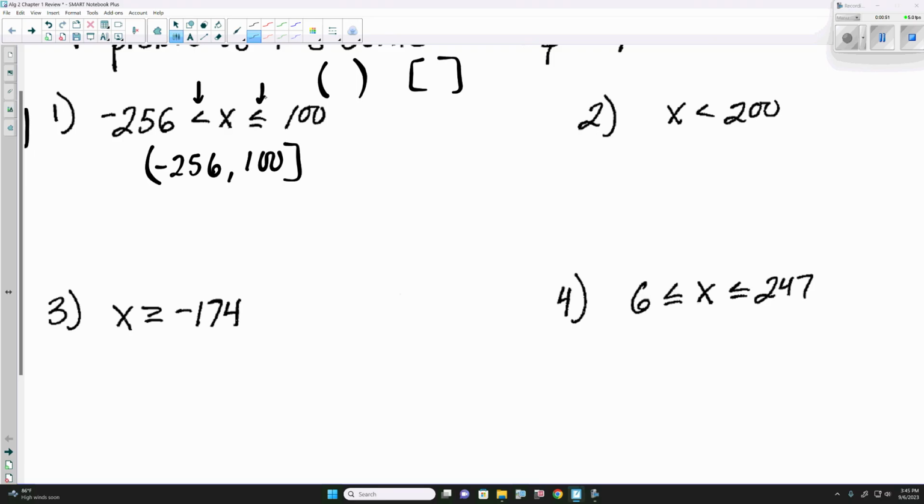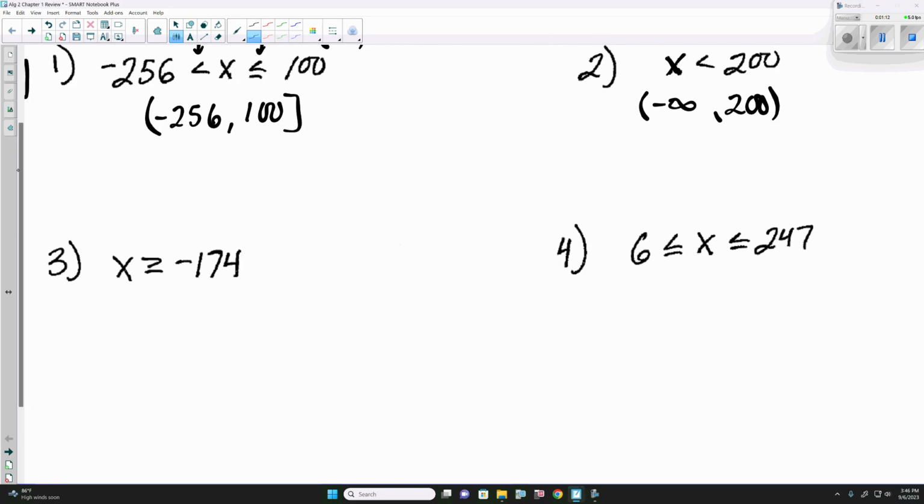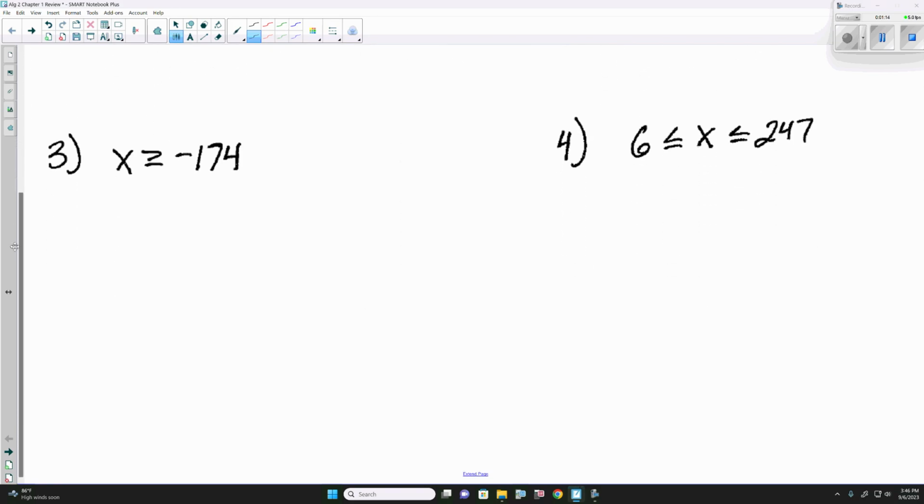Now number 2 says x is less than 200. So 200 is the biggest value we can have, and we'd have a parenthesis because it's not equal to it. And now it'll be every number smaller than it. But because it's continuously going indefinitely smaller, our smallest number is going to be negative infinity. And it will have a parenthesis because positive and negative infinity both will have parentheses.